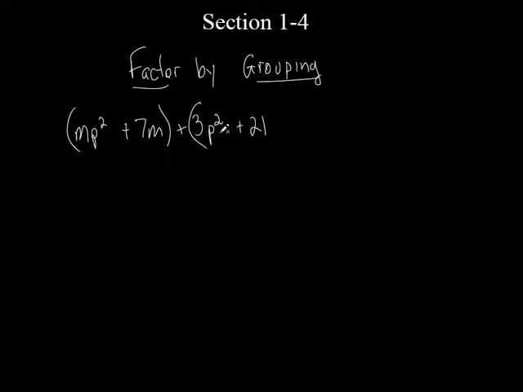And then I'm going to take this group right here and factor out a greatest common factor from this little group. Now, again, you could have done it a little bit differently. You'd still come up with the same answer, but this is a nice way to do it because you don't have to move things around and put the p squares next to each other and the 7m and the 21 next to each other.